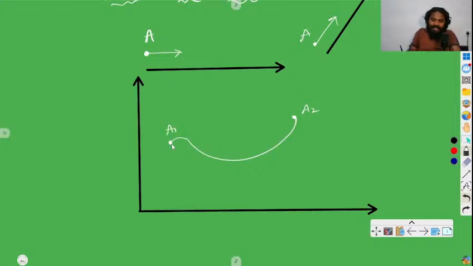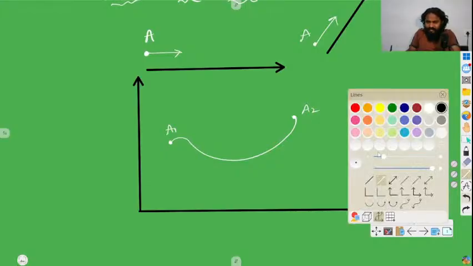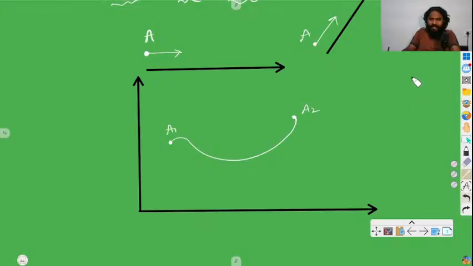Now, this is the initial position of the particle. Let me have green color for this. So now if I draw the position vector of particle A, this is the position vector of the particle. It means from the origin to the particle. This is the initial position vector. This position vector is telling the position of particle A1, right?